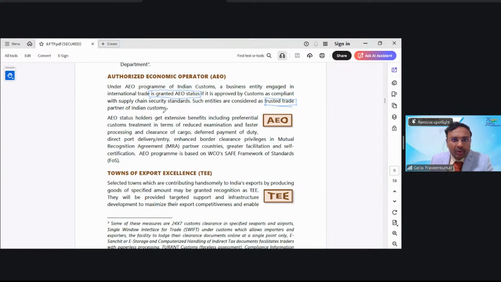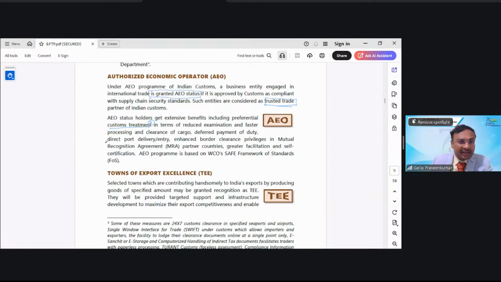These AEO holders get extensive benefits, including preferential customs treatment. When I say preferential customs treatment, it is with respect to document examination, approval, duty clearance, deferment, or self-regulatory norms, etc. In terms of reduced examination, faster clearance of cargo processing, deferred payment of duty, direct port delivery entry.